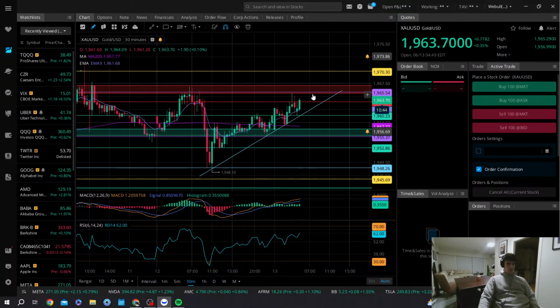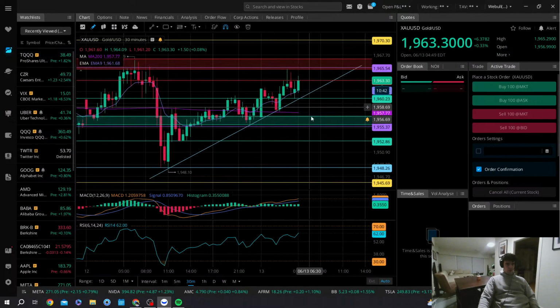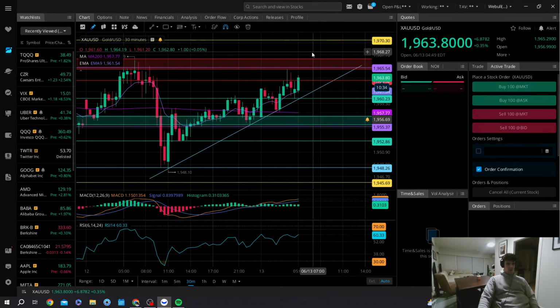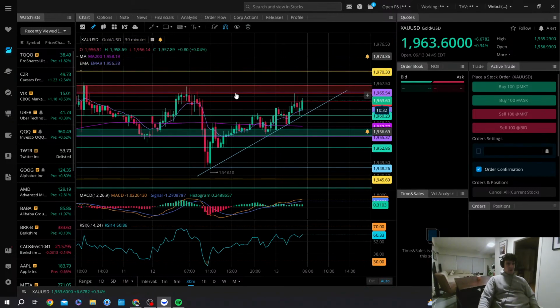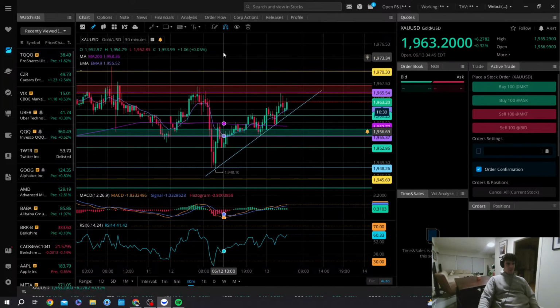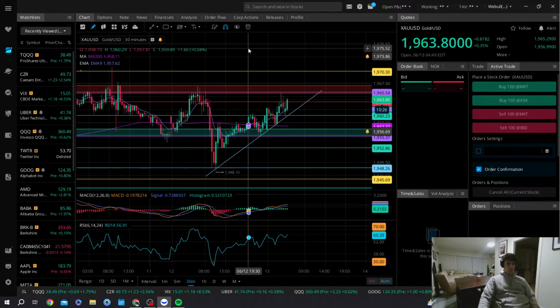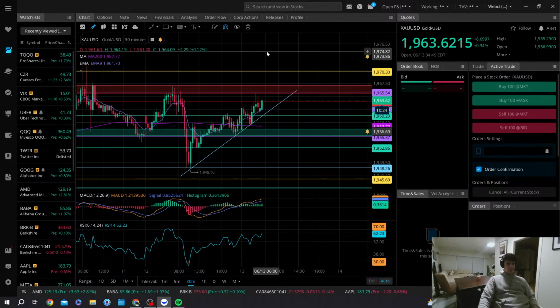So yeah, we switched down to the 30-minute. We got a lot of buys, a lot of green volume in this 30-minute candle. So we could be looking at a break of this hourly resistance, and we could be coming up to that next resistance.